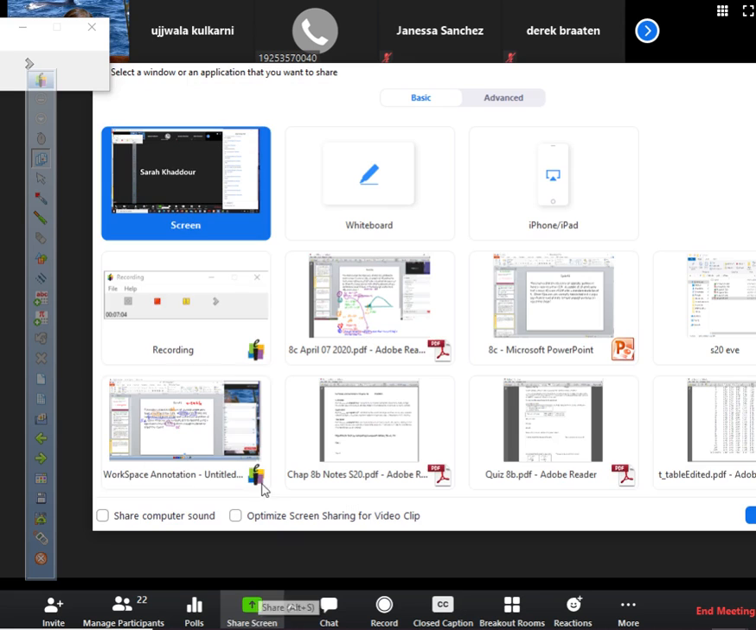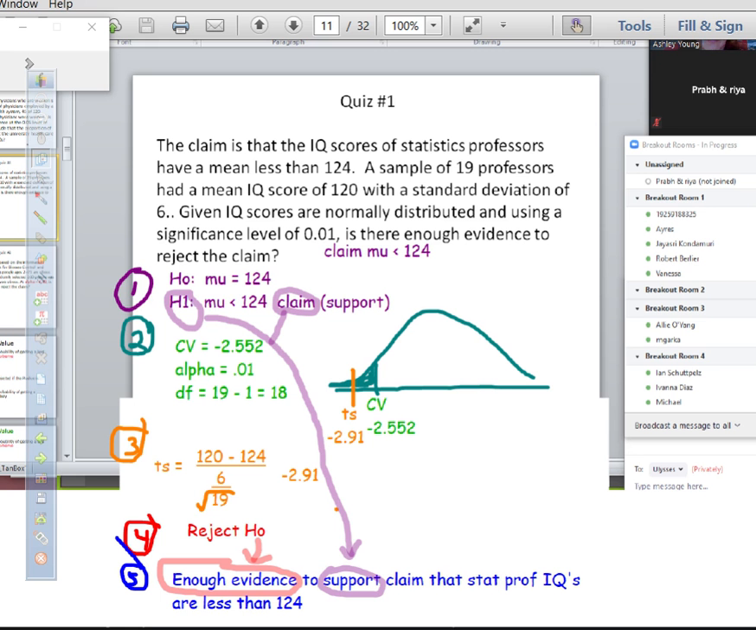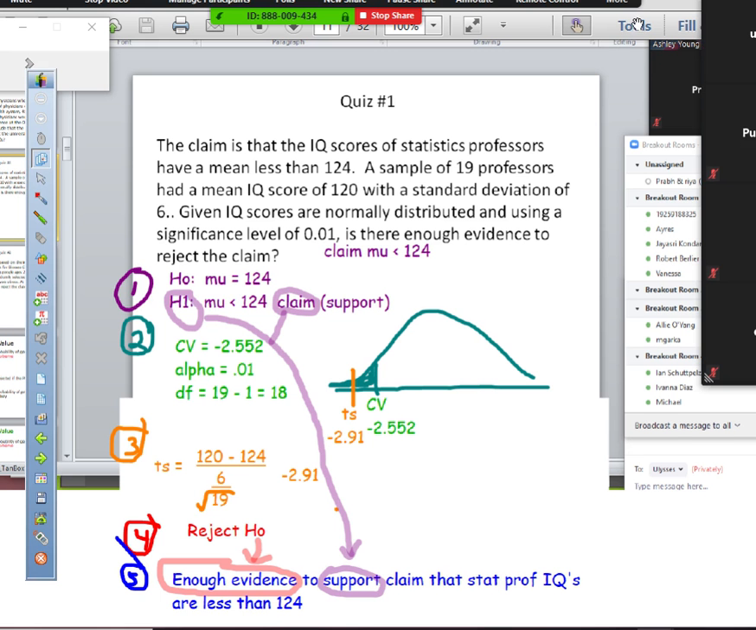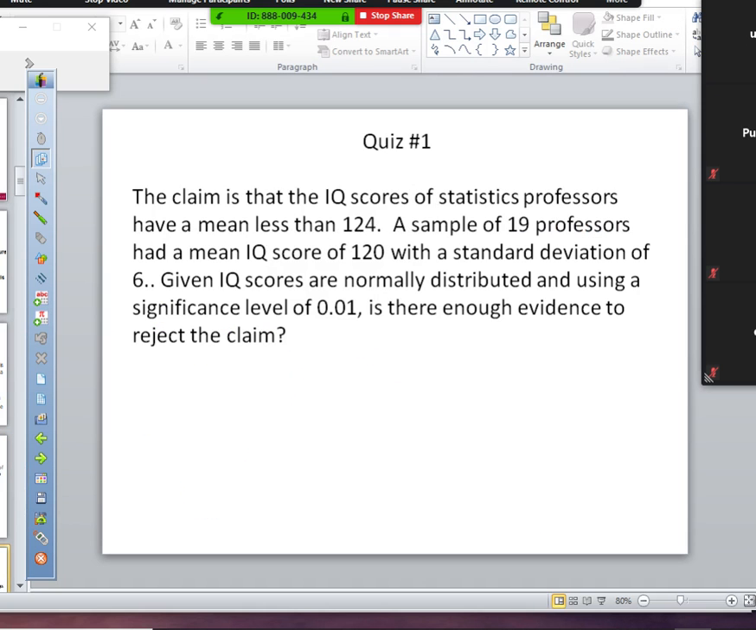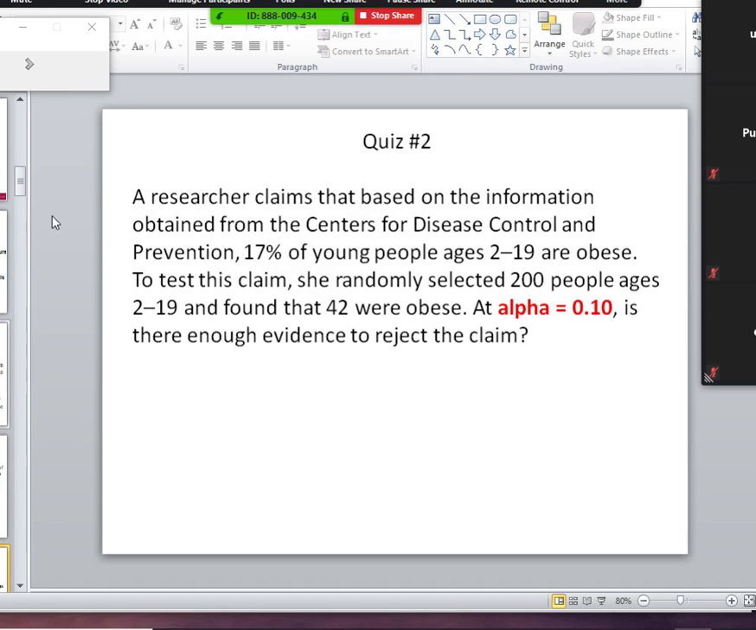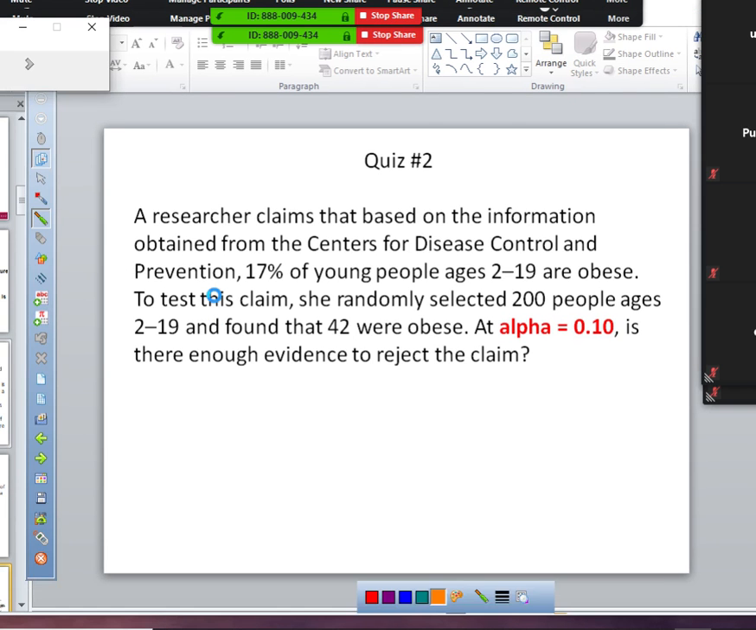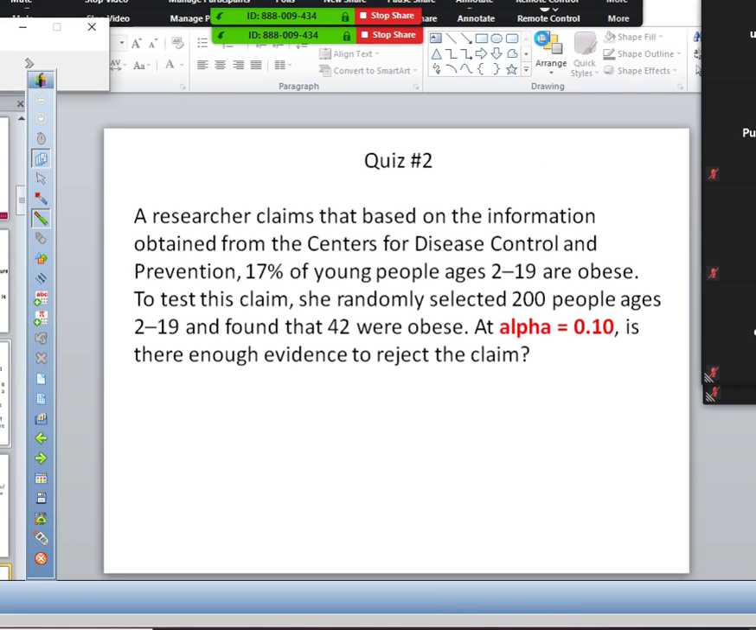And then we'll take a look at quiz problem number 2, which was this one right here. And again, is this one a mean or is it a proportion? What do you guys think? Mean or proportion? Proportion. Yep. Right, because the word mean is not here anywhere. Mean or average isn't there, you don't see it. And then also you have a percentage, and you have a fraction, 42 out of 200.